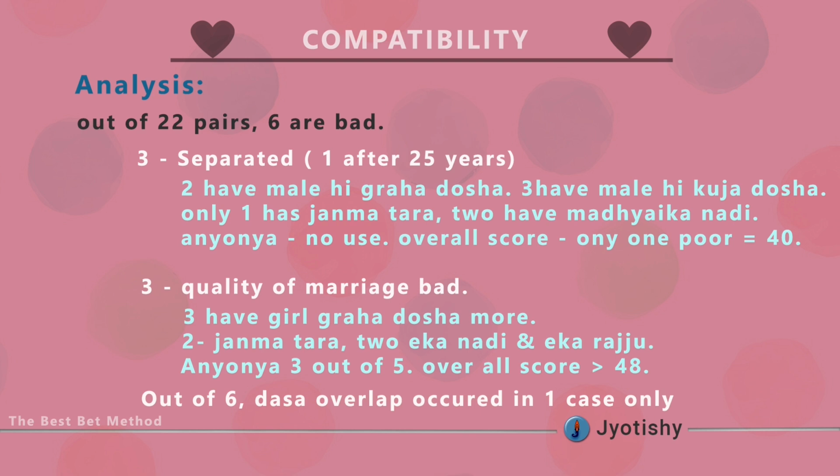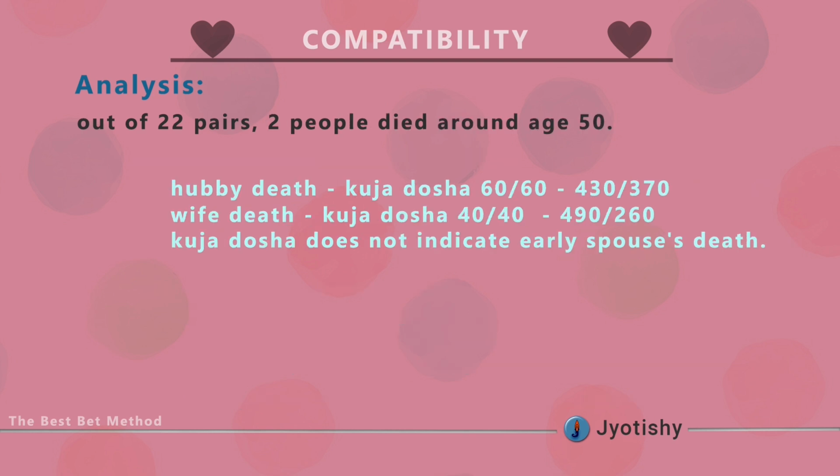Anyonya is 3 out of 5. So Anyonya fails to indicate anything. The overall score is actually greater than 48. See, out of these 6 pairs, Dasa overlap occurred only in one case. Next, we have 2 people who have expired, one around 50 and another around 52. But Kujadosha match was excellent. So Kujadosha doesn't indicate in these cases about early spouse's death.